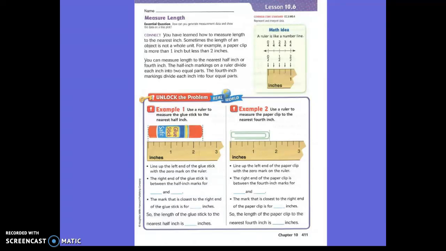Today we're going to measure length to the nearest half inch or the nearest 1/4 inch and use measurement data to make a line plot.